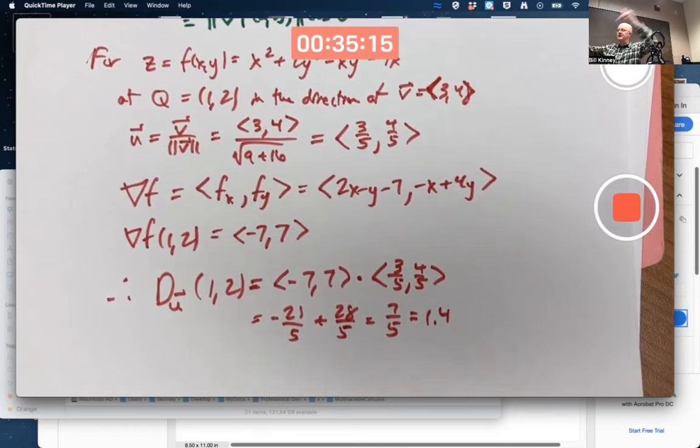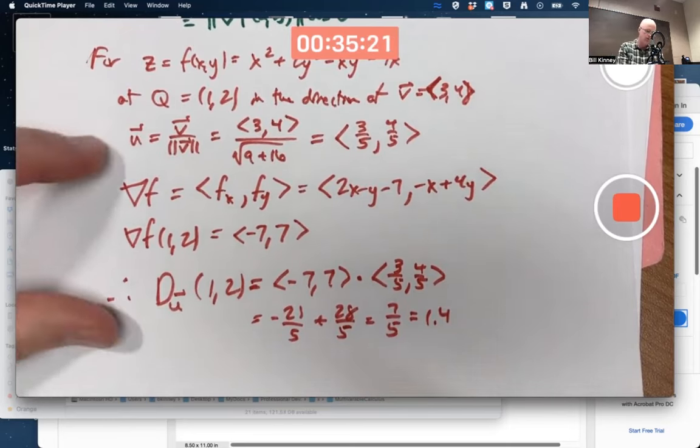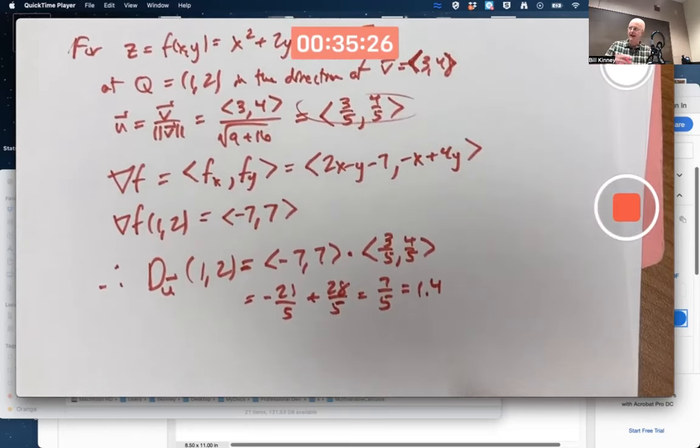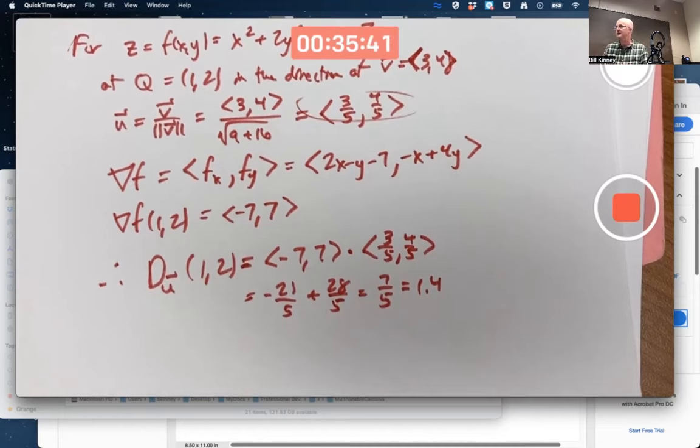Imagine the surface, that's the graph of this function, above the given point (1, 2), in the direction of this vector u. So you have to imagine an xy plane and drawing that vector u in that xy plane, and that corresponds to cutting the surface with a plane parallel to that vector. And you're going to get a certain slope in that direction. It will be 1.4.